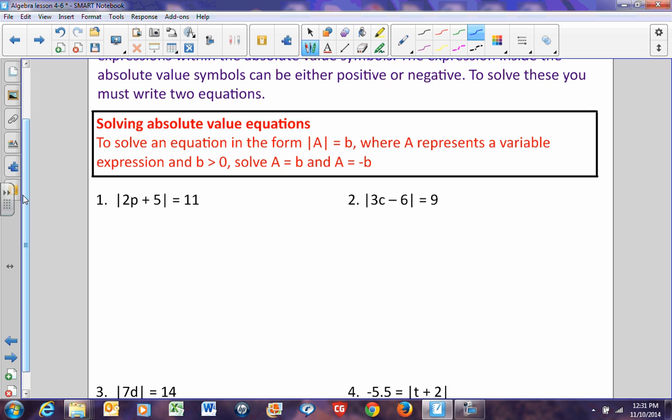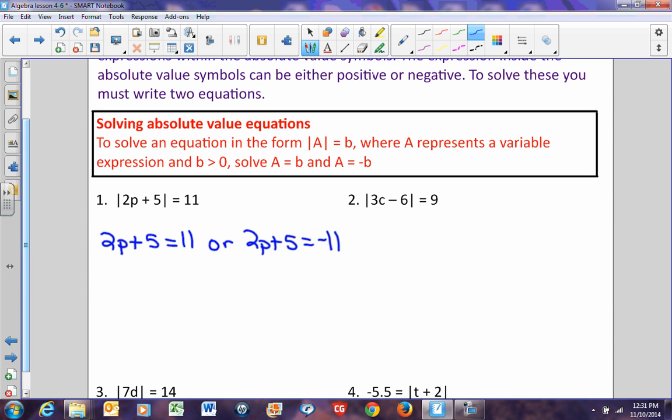It means if I have the absolute value of 2p plus 5 equals 11, to solve this I have to set it up twice. I solve the equation just written exactly as you see it: 2p plus 5 equals 11. Or, then I write it the other way, 2p plus 5 equals negative 11, because the absolute value of that can equal the positive or the negative. So we have to set it up so that it equals the positive and so that it equals the negative. And then you solve both equations.